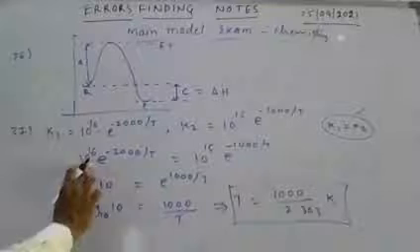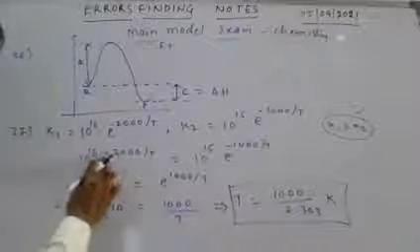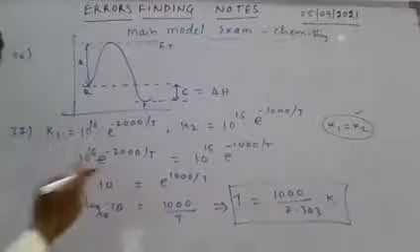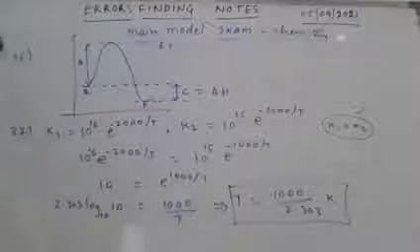Now, first equate both, cancel the 10 to the power values, keep the e to the power values on the same side, and apply log. First you should apply ln, natural log, then convert to log base 10.